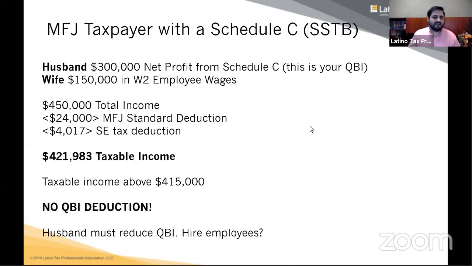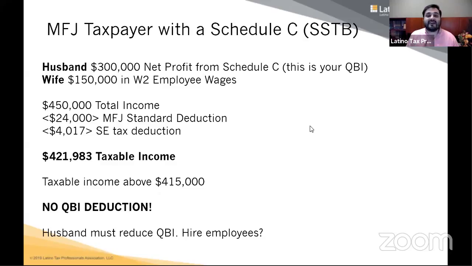So let's do some math. Combine the income for $150,000 minus the deductions. Their new taxable income is now $421,983. Uh-oh, that's too high, because the top of the threshold is $415,000. For somebody that's married, it's between 315 to 415. That's the phase out. Because they're above 415,000 taxable income, guess what? No more QBI deduction for George.